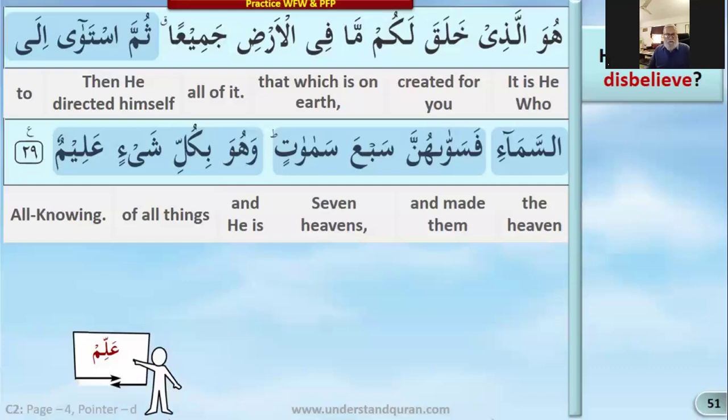Let's revise once again. Huwa allazi khalaqa lakum, it is He who created for you ma fil ardi, that which is on the earth, jamia, all of it. Summa stawa ila samai, then He directed Himself to the heaven, fasabbahunna sabba samawat, and made them seven heavens, wahuwa bikulli shayin alim, and He is all-knowing of all things.